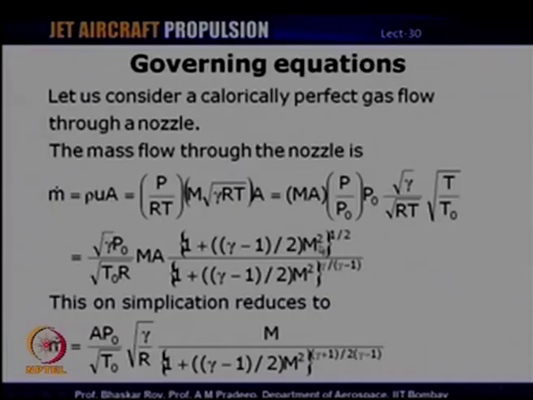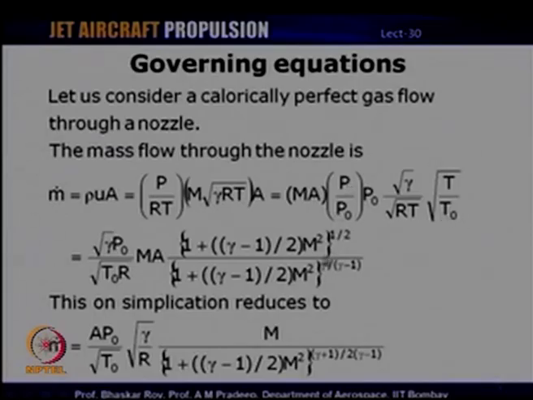So, this again we can simplify. We now have square root of gamma into P naught, which is stagnation pressure, divided by square root of T naught into R, multiplied by Mach number into area. In the numerator we have 1 plus gamma minus 1 by 2 M square. And where does this come from? This comes from the temperature ratio, that is T naught by T is 1 plus gamma minus 1 by 2 M square, and that is why we have the square root, 1 plus gamma minus 1 by 2 M square raised to 1 by 2, because it is square root of this.